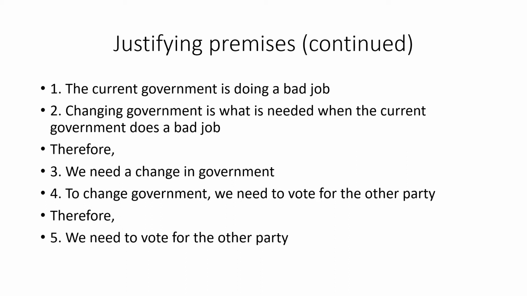But prior to that, we can put the argument in standard form for that first premise. Premise 1, the current government is doing a bad job. Premise 2, changing government is what is needed when the current government does a bad job. Therefore, conclusion 3, we need a change in government. Conclusion 3 is also premise 3, because that's the premise for the overall conclusion number 5, we need to vote for the other party. So this is how we can put multiple arguments together, which all together operate for an overall conclusion.